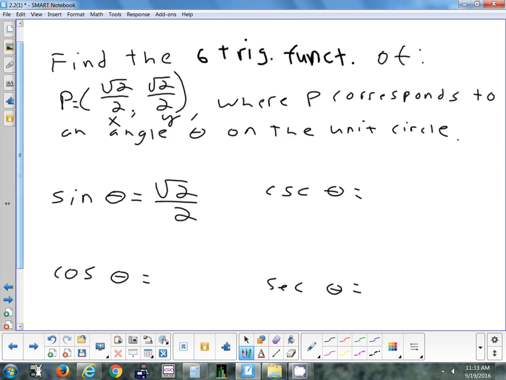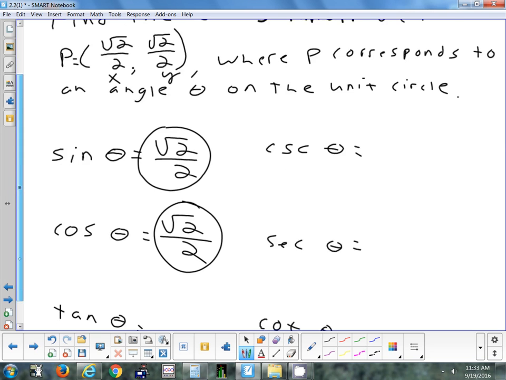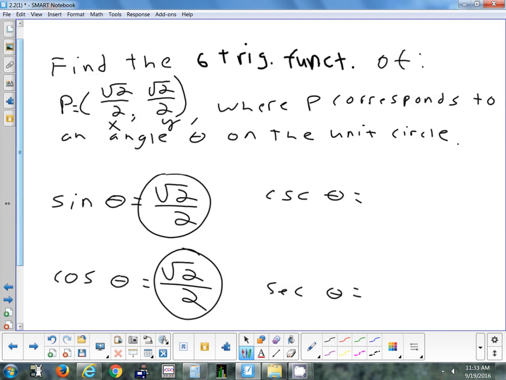Jake, how about my cosine? Square root of 2 over 2. And again, did you pick the x or the y? Yeah, cosine is the x. And now tangent, take y and divide by x. Okay. Brian, what do you get when you divide y by x?